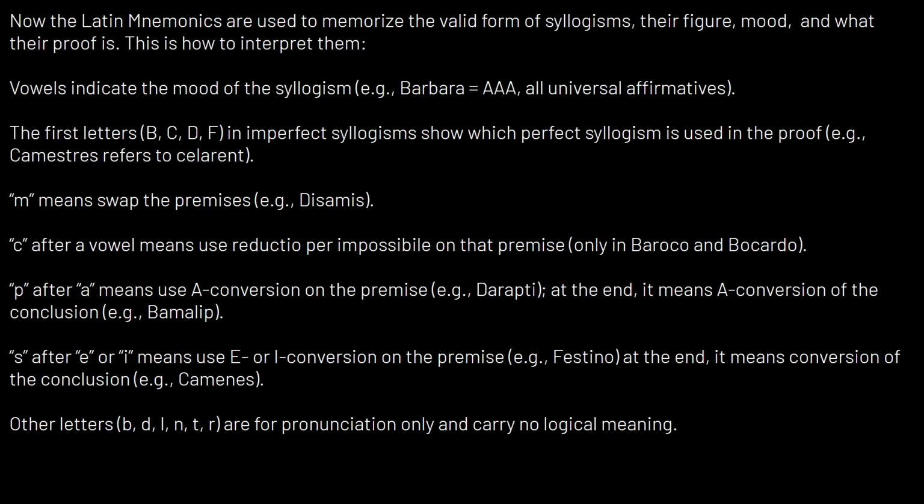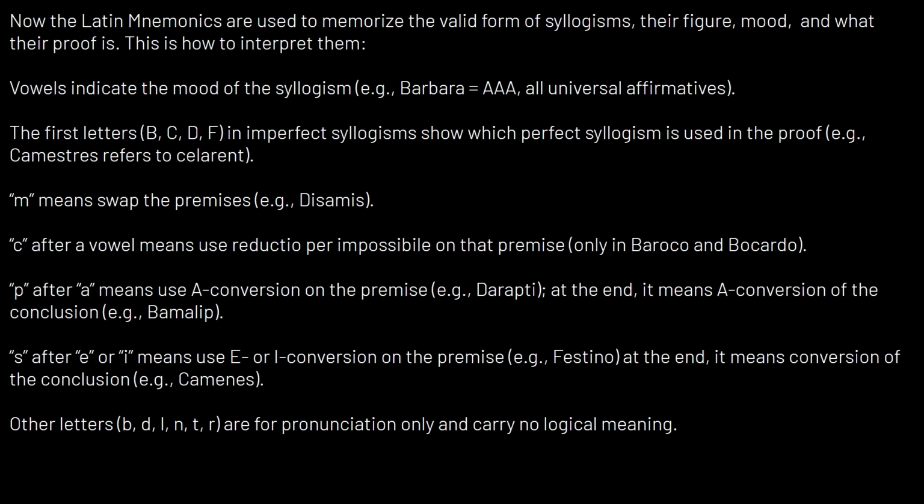The first letters B, C, D, F in imperfect syllogisms show which perfect syllogism is used in the proof. So for example, Camestres refers to Celarent because of the capital letter C or the first letter. C indicates that it's going to be proved via Celarent. M means swapping of the order of the premises. For example, Camestres. And C, after a vowel, means use a reductio per impossibile, that is reductio ad absurdum argument on that premise, only in Baroco and Bocardo, meaning that the only two imperfect syllogisms you ever actually have to reduce to prove it are Baroco and Bocardo.